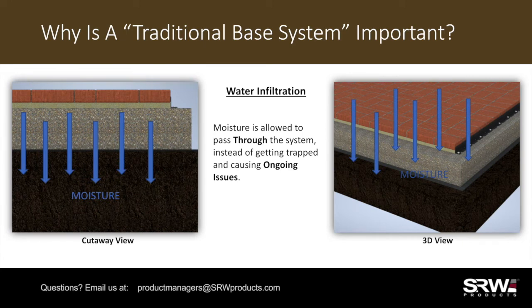We're going to focus in on two of the most important principles that make the traditional base system work. The first is water infiltration, or the ability for water to pass through the system. Because of how the traditional base system is designed, moisture can easily pass through the bedding sand and aggregate bases instead of being trapped or causing ongoing issues. Some of these issues may include efflorescence, sealer blushing, freeze-thaw heaving, and a host of other undesirable problems that are all influenced in part by trapped moisture.